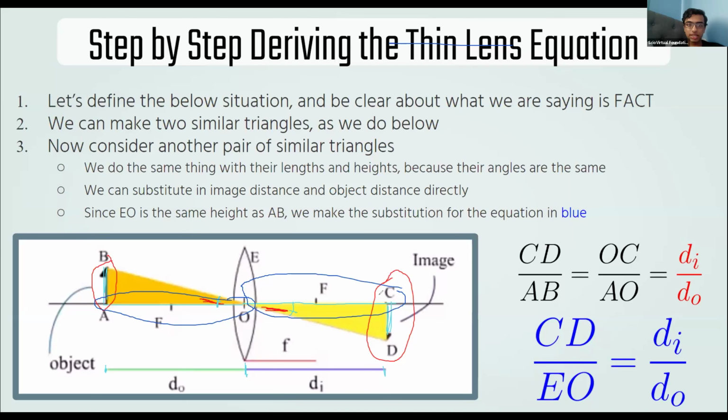And finally, AB is the same as the length of EO. That's another thing that we assumed from the beginning. So we just substitute in that length EO for AB to get our second equation here. CD over EO equals DI over DO. Does this make more sense? Yeah. Okay. Move on. Just shout out if you have a question.